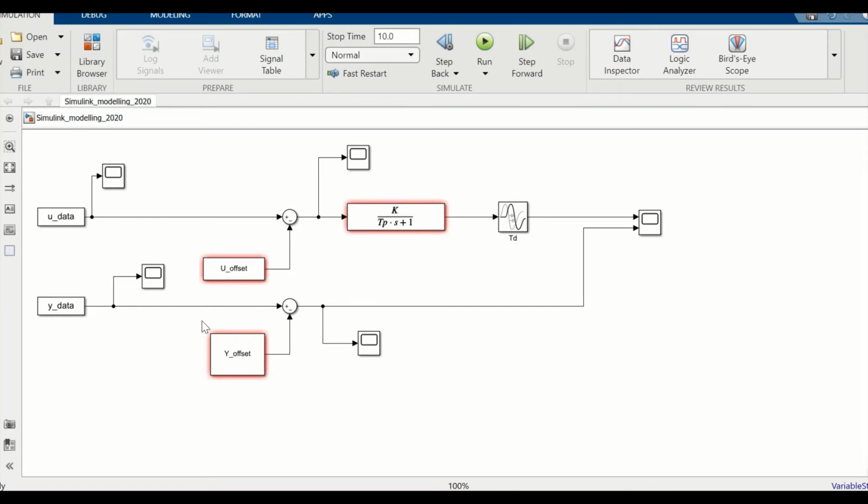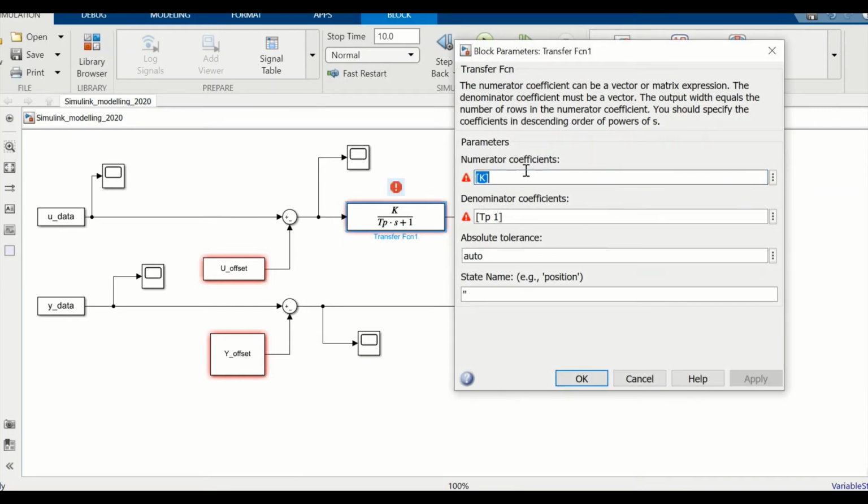Now these bits are in red because it doesn't know what the numbers are. So we're going to have to choose these now. This is the K, TP, TD. These are the two offsets. Now it won't run as it is until it's got some numbers in these boxes. So double click on this and just choose now. I suggest 1 for everything for a start.